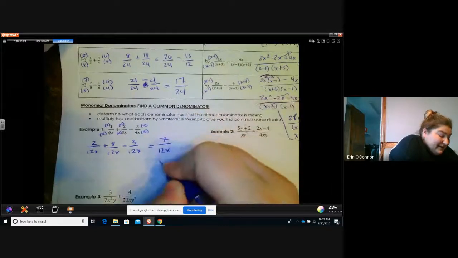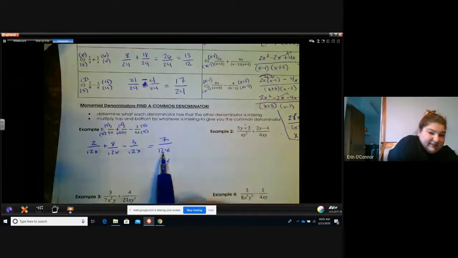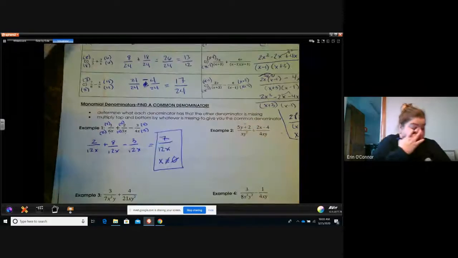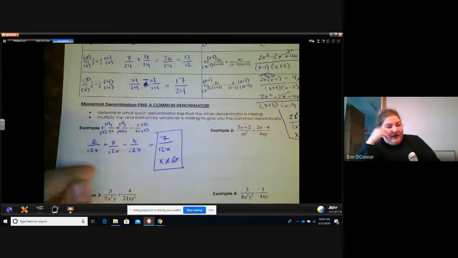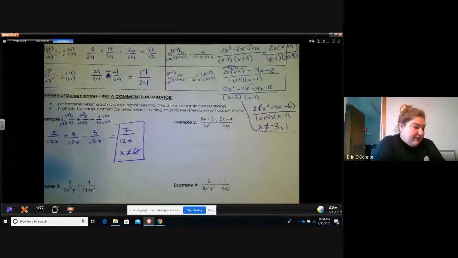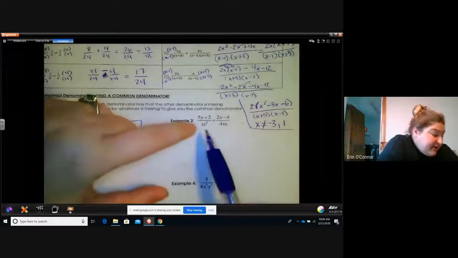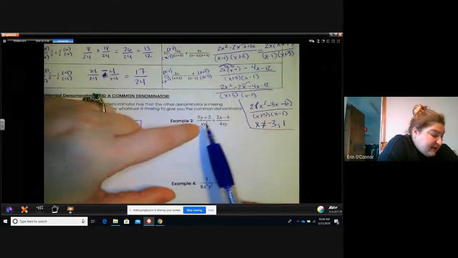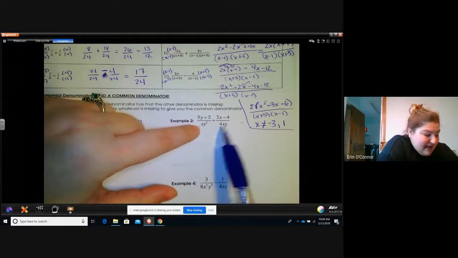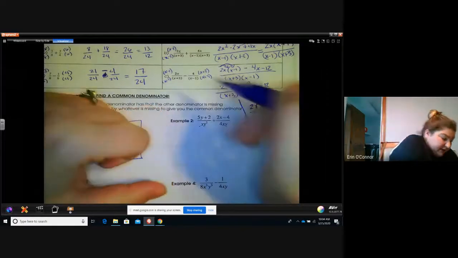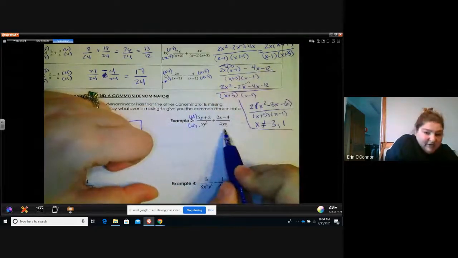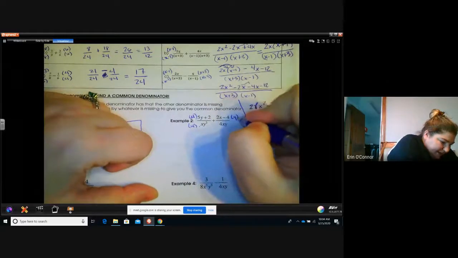Now, x cannot equal, if I set this equal to 0, it can't equal 0. Because 0 times 12 is 0, you're not allowed to divide by 0. Example 2. We're going to keep going with these. So this has an x, a y squared. This has a 4x and y. To make these look equal, I need a 4 over here. So we're going to multiply by 4 over here. I need another y over here. So we're going to multiply by y over here.